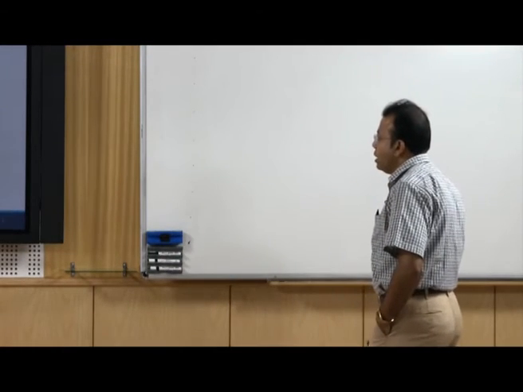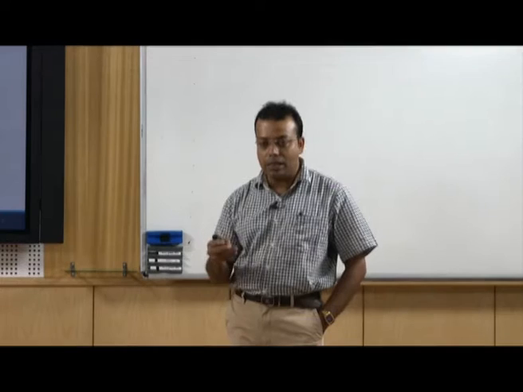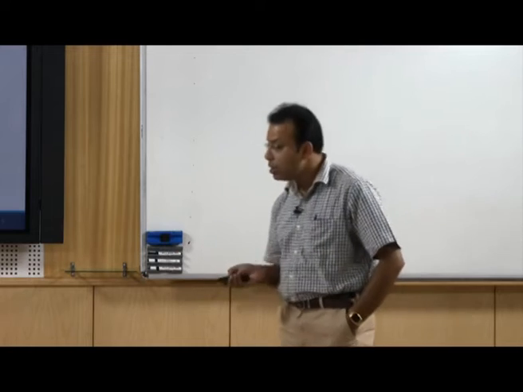Here I am going to discuss 4 deposition techniques. One is called vacuum polymer deposition, in short form known as VPD. Next is the atomic layer deposition process, known as the ALD process. Then the high power pulsed magnetron sputtering process, and the glancing angle deposition, or the GLAD process, as we are calling it. I will discuss all 4 in detail in the subsequent slides.